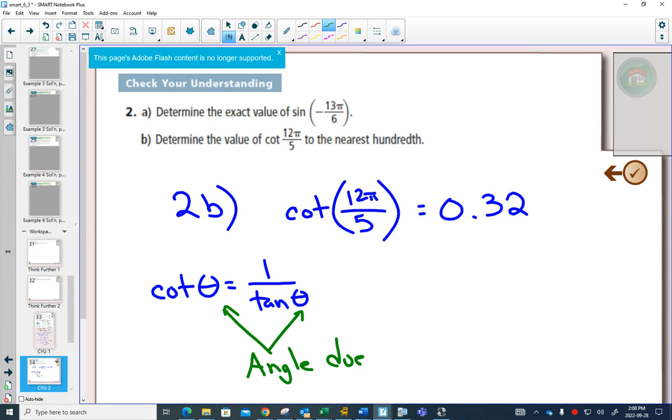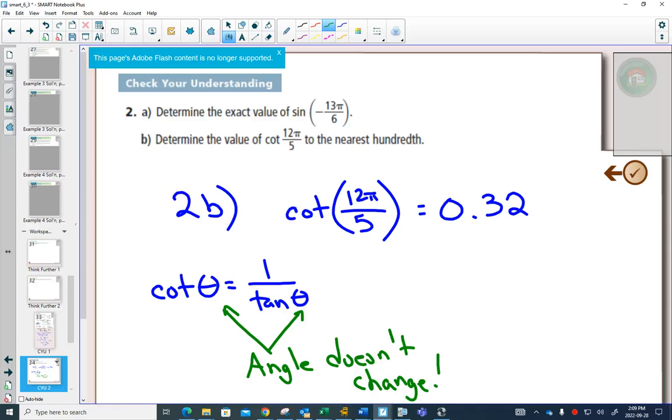Now, the number one mistake is that students change the angle in this question. When they go to type it into the calculator, they type in 5 over 12 pi. Angles, in the definition of cotangent and tangent, never change. The ratio changes, but the angle never changes.